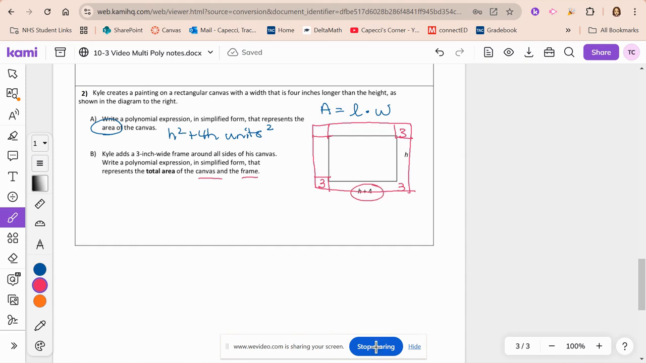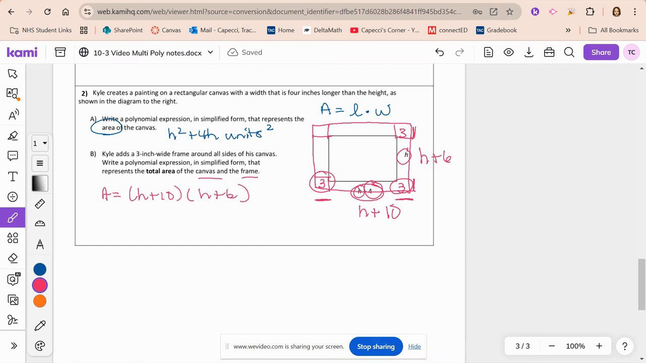Down the bottom, we have h plus 4. If I add the 3-inch frame on this side and add the 3-inch frame on that side, I have h plus 3 plus 4 plus 3, which gives me h plus 10. Same thing on the other side, right? My height now, I have h, and then I'm adding 3 to either side because of that frame, right? That frame's on both sides, not just on one side. So I have h plus 6. Okay, so the total area, we're going to do the same thing. We're going to multiply it. So I have h plus 10 times h plus 6.